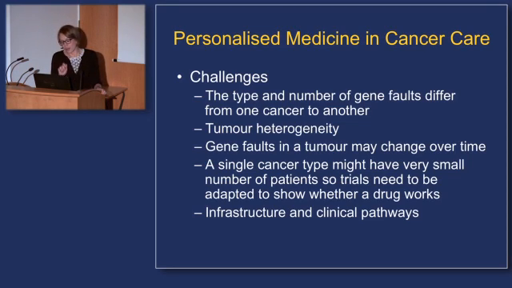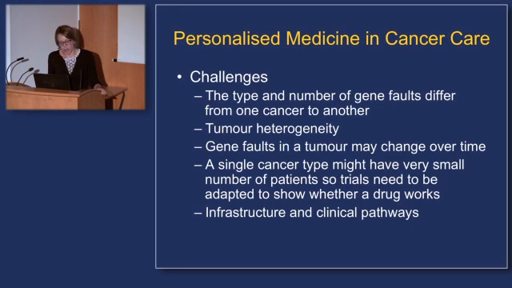One is that the type and number of gene faults differ from one cancer to another, and even from one cancer to another within the same type of cancer, so ovarian cancer or breast cancer, as Professor Donnelly showed us. But even within the same tumour, there are differences. So if you take a biopsy from an ovarian tumour and then take another biopsy from another bit of that tumour, those two biopsies will show different genetic signatures. Furthermore, gene faults in a tumour may change over time, so you have a bit of a moving target. And as Professor Donnelly explained earlier, there is this element of resistance to treatment that cancers seem to be able to develop.